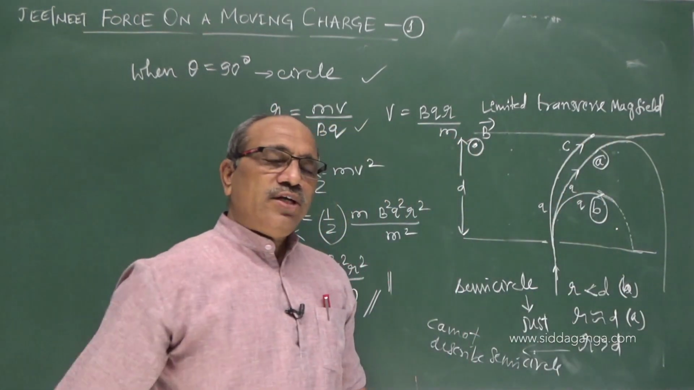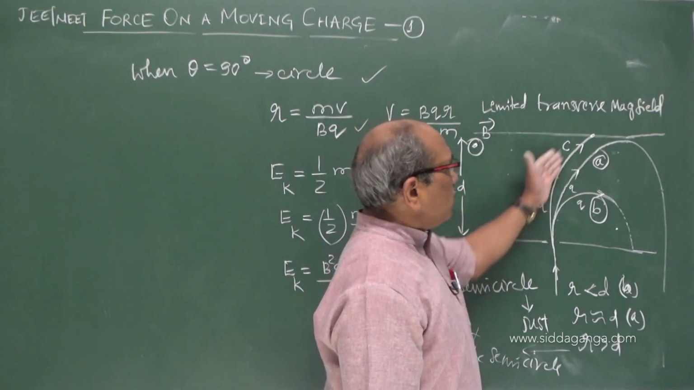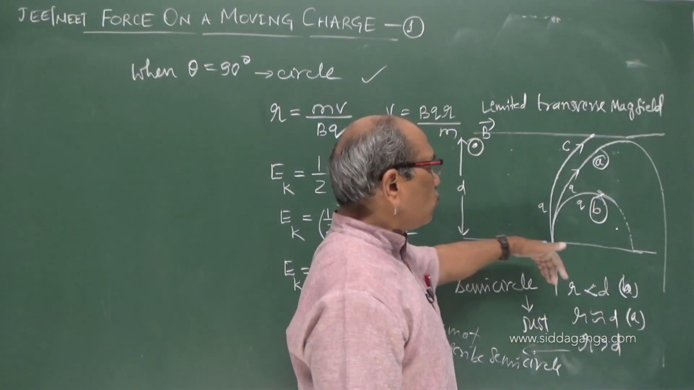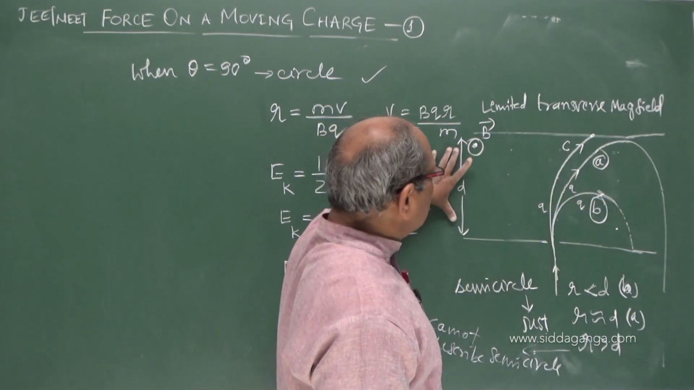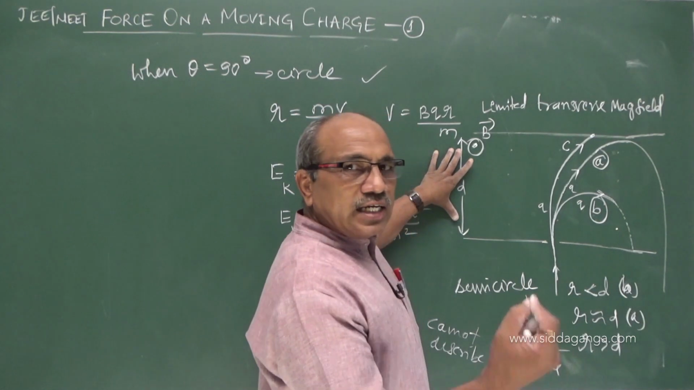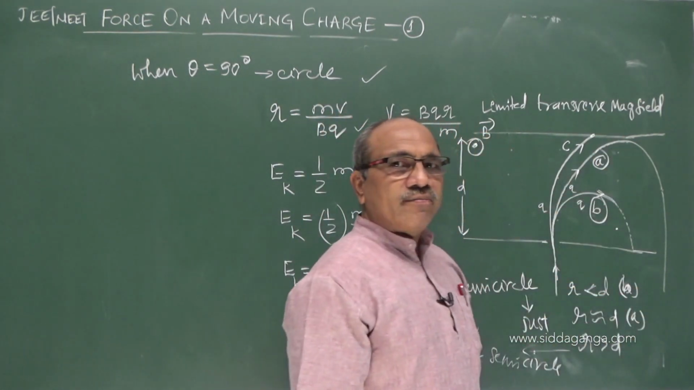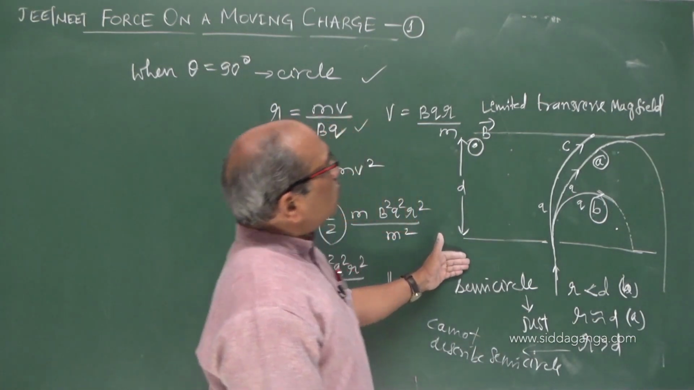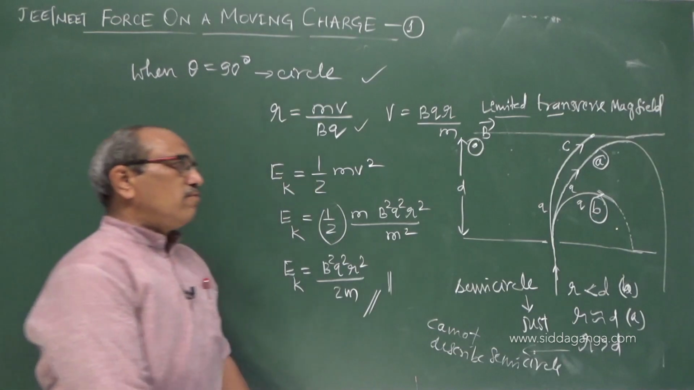In questions in entrance exams, we must be very careful that if it has to come out of the field, back again, it should describe a semicircle. The limiting condition is that R should be at least equal to d, or slightly less than d, then it grazes and emerges out again. So that condition is also importantly required in a limited transverse magnetic field.